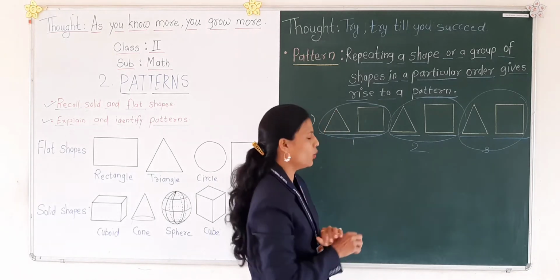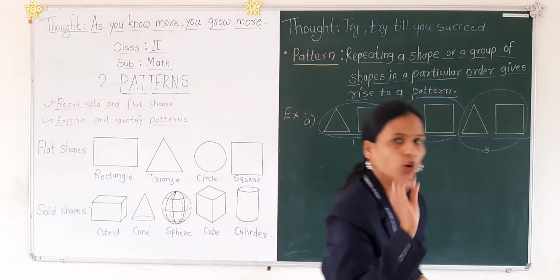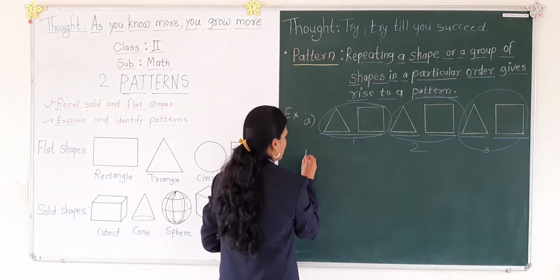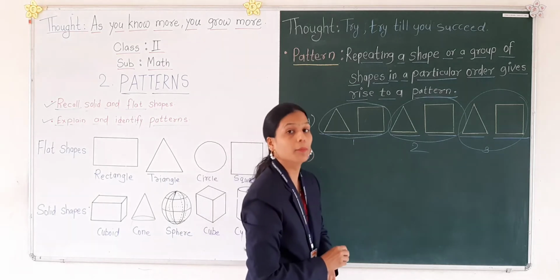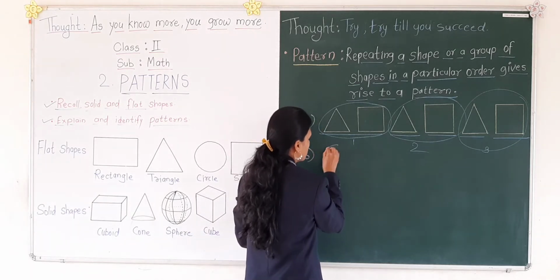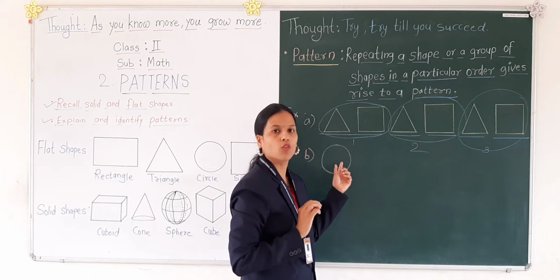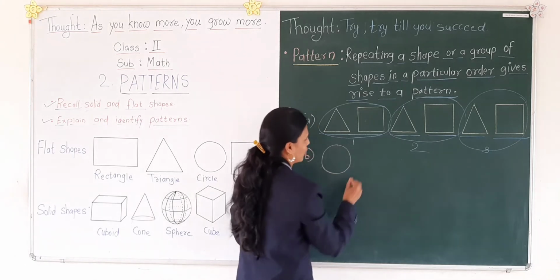Alright. Now again we will solve one more example. Suppose example number B. Students, tell me, what shape is it? Circle. Very good.